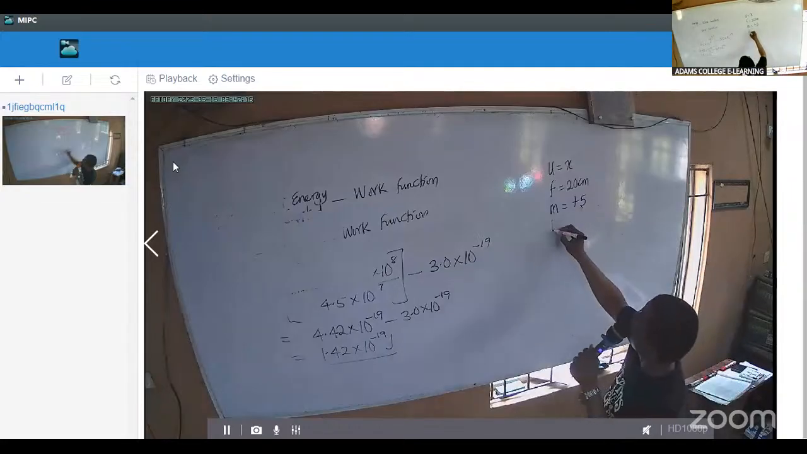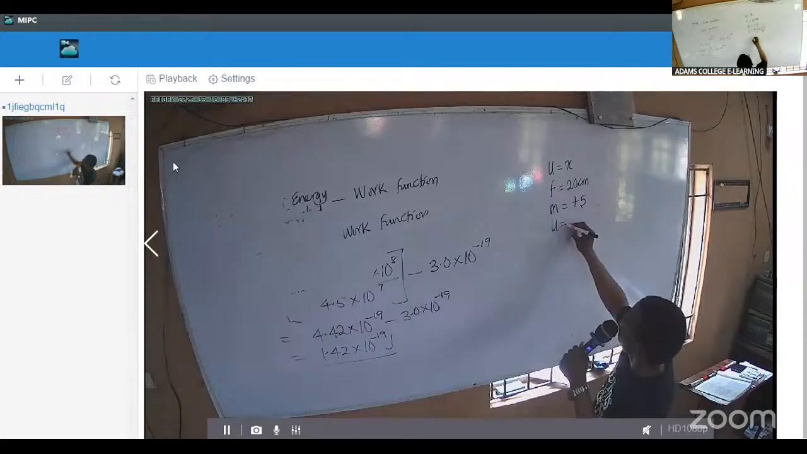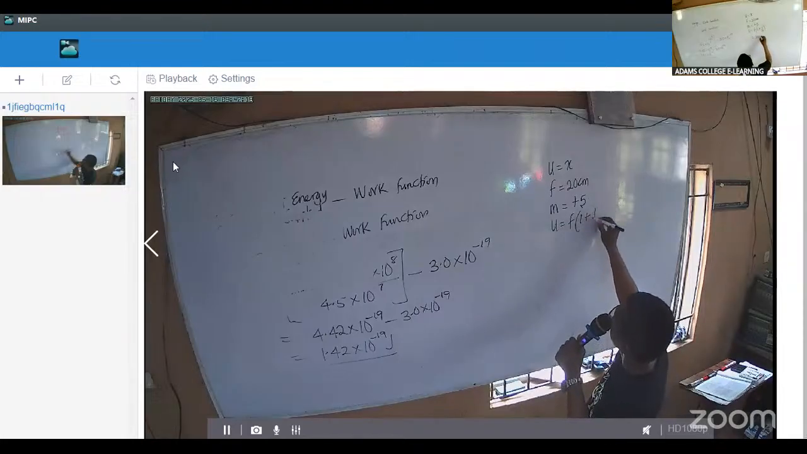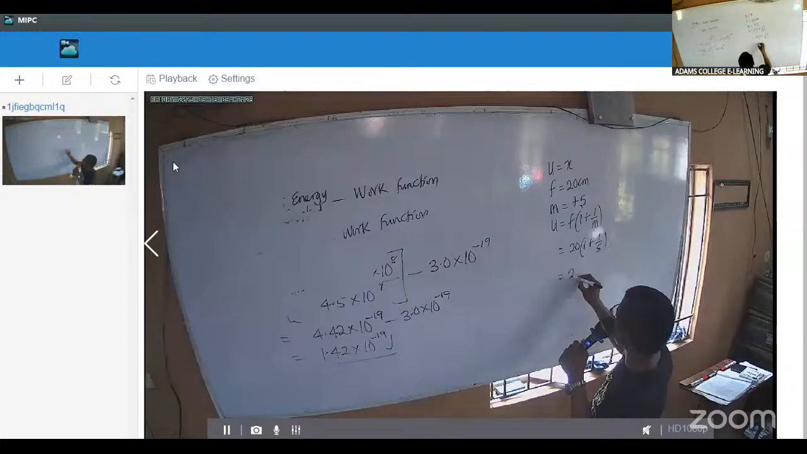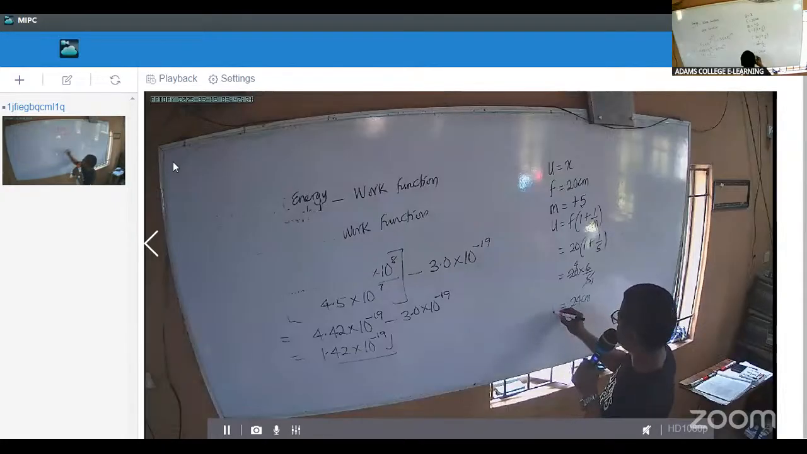So our u now, what's the u formula? f times 1 plus 1 over m. And what's that f? 20. 1 plus 1 over 5. So that'll be 20 times what? 6 over 5. 5 here, 1 here. So what's the answer? That's your x. 24.